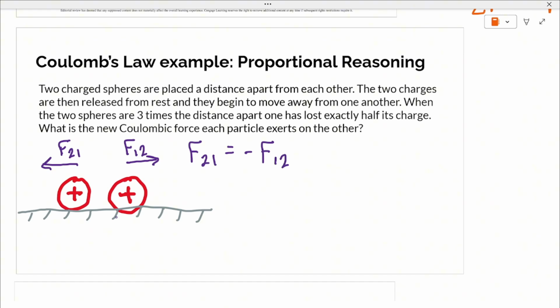And so let's find the original magnitude of these forces. So the magnitude of the electric force is going to be equal to kq squared over d squared, the distance squared. All right, so this is the original force, F original.